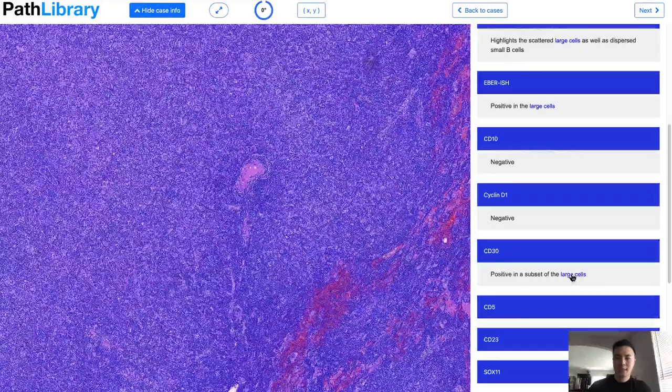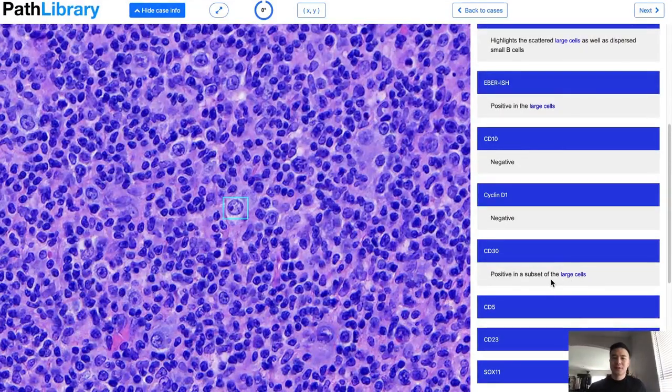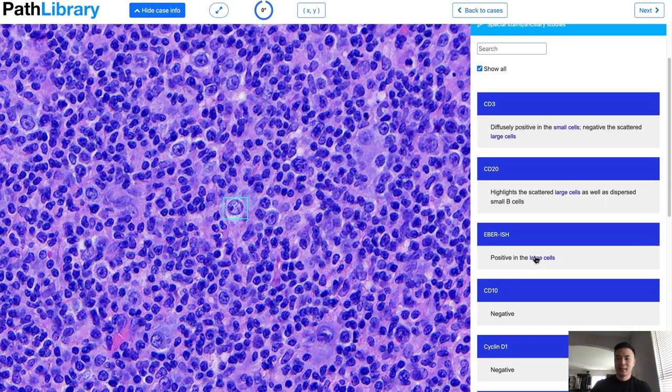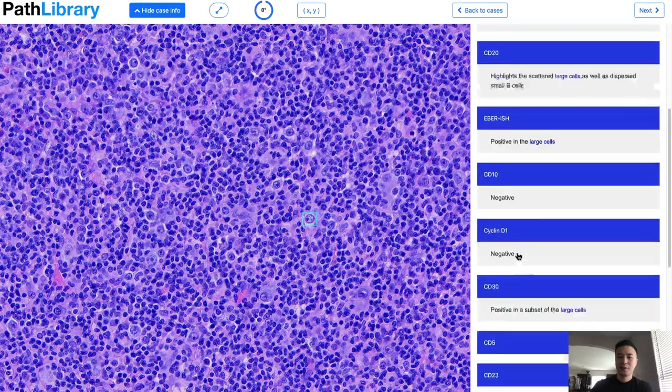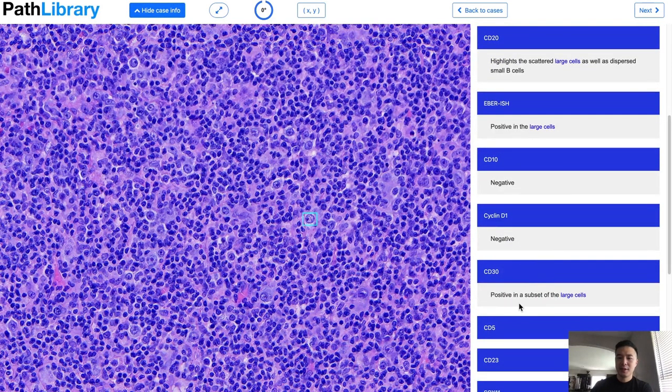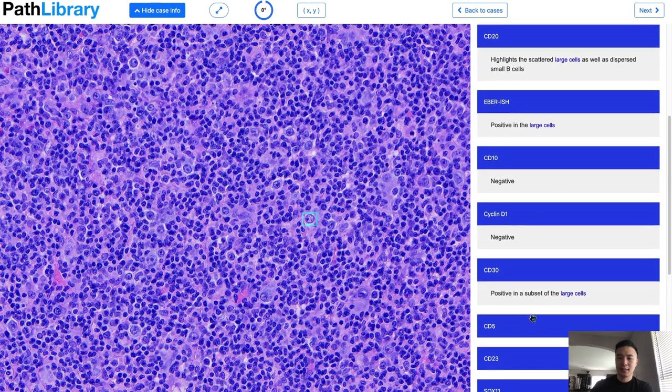CD30 is positive in a subset of the large cells. So this is where it kind of hung me up, because if this were NLP Hodgkin's, it'd be CD20, 45 positive and 30, 15 negative. But here it's 15 and 20 positive, right?